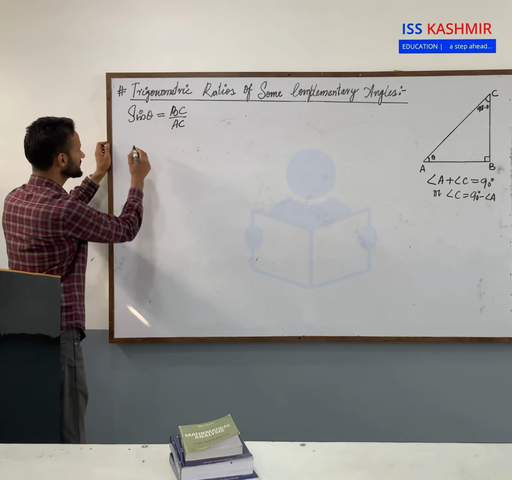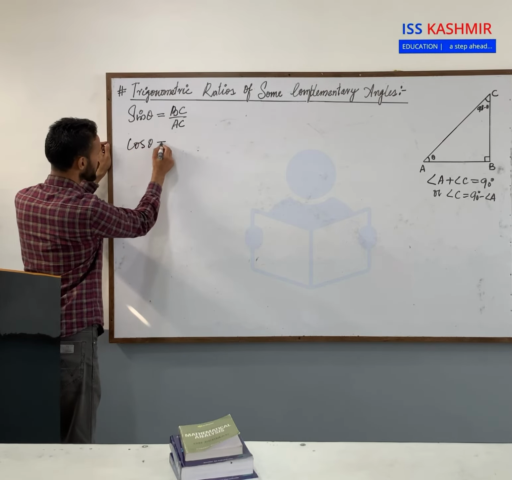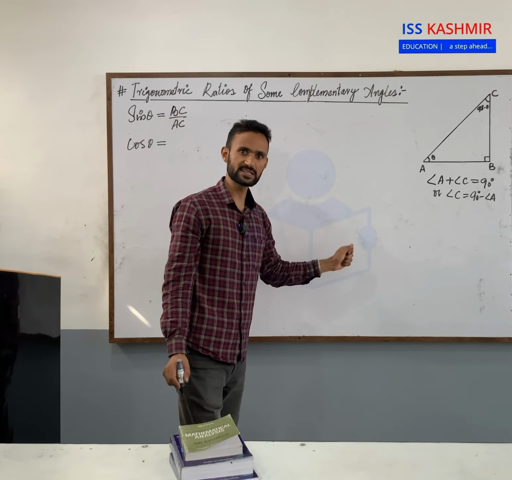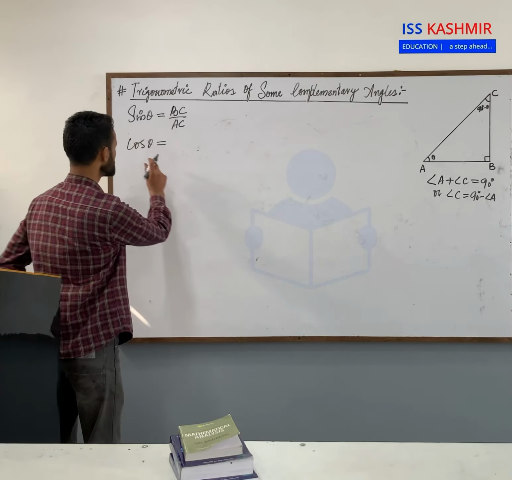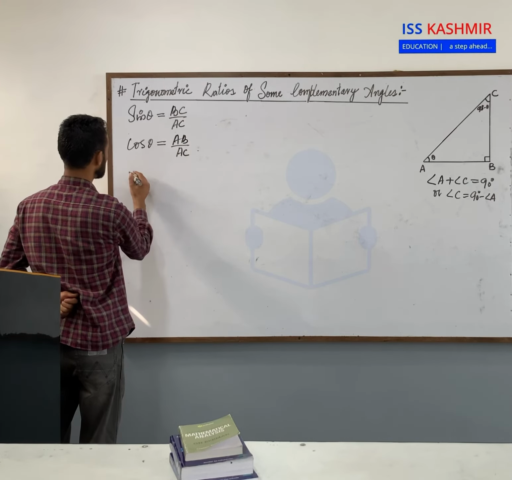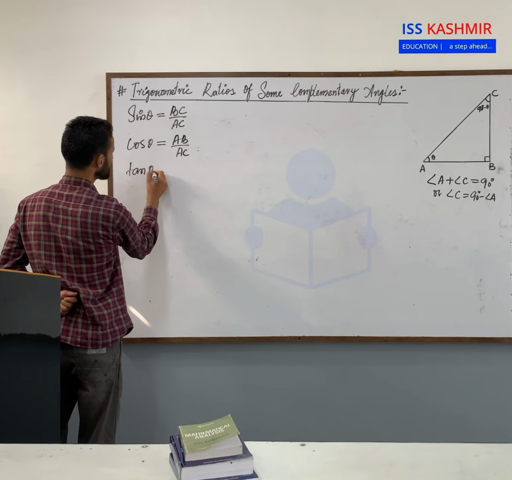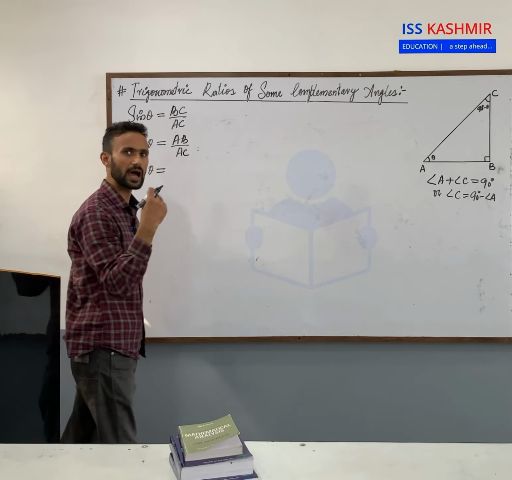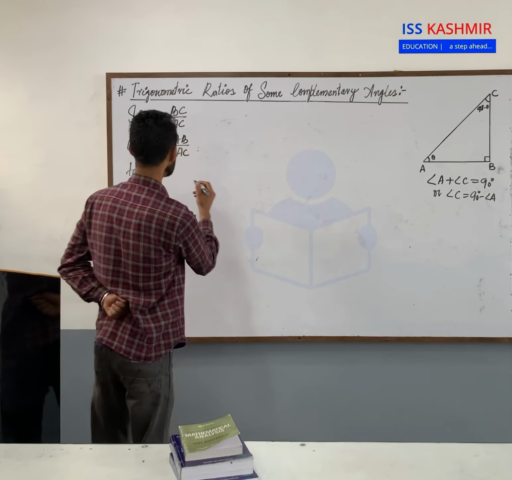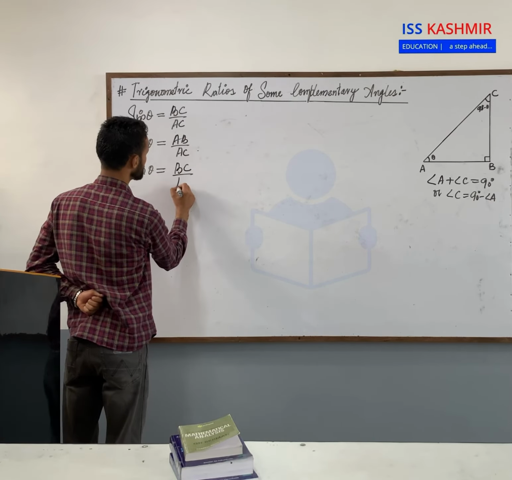Now, cosine of angle theta, abbreviated as cos theta, is equal to the ratio of the side adjacent and the hypotenuse. So, cos theta will be equal to AB by AC. Similarly, tan of theta is equal to the ratio of side opposite to the side adjacent, that will be equal to BC divided by AB.